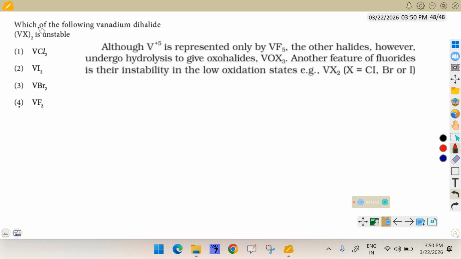Which of the following vanadium dihalides is unstable? Vanadium forms dihalides: chlorides, bromides, iodides. It forms only chlorides, bromides, iodides. Fluorides do not form. Thank you.